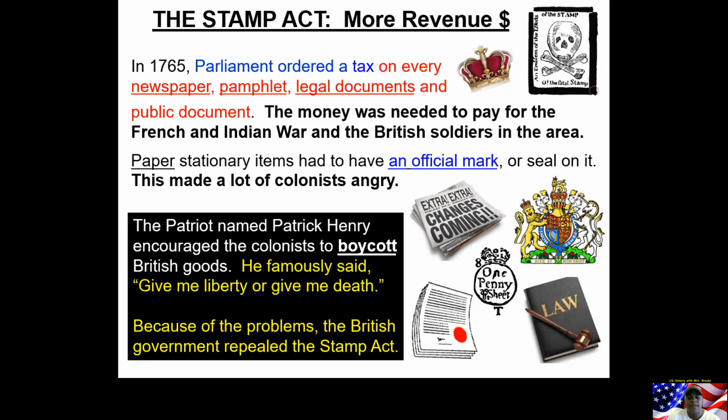Well, Patrick Henry is going to encourage other colonists in the area to boycott. He said, "Don't buy anything from the king. We're going to hurt him by messing with his money. We're not going to buy from him because he's trying to rip us off. And that's not fair. It's not right."